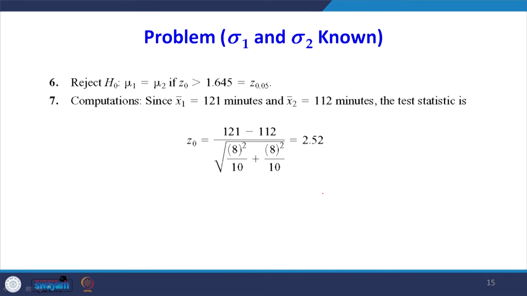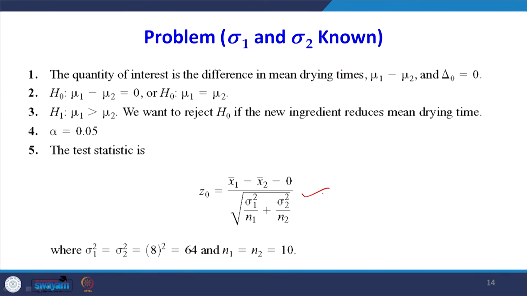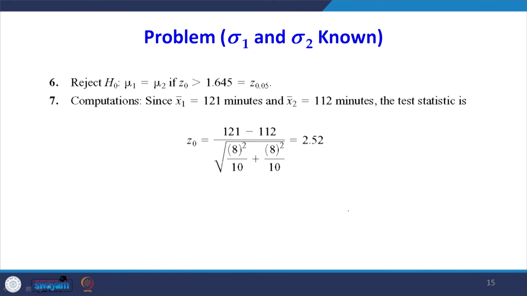Because you see that this test is a right tail test. So, right tail test means it will be like this. When alpha equal to 0.05, the corresponding z value is 1.645. If the calculated z is greater than 1.645, we have to reject our null hypothesis.